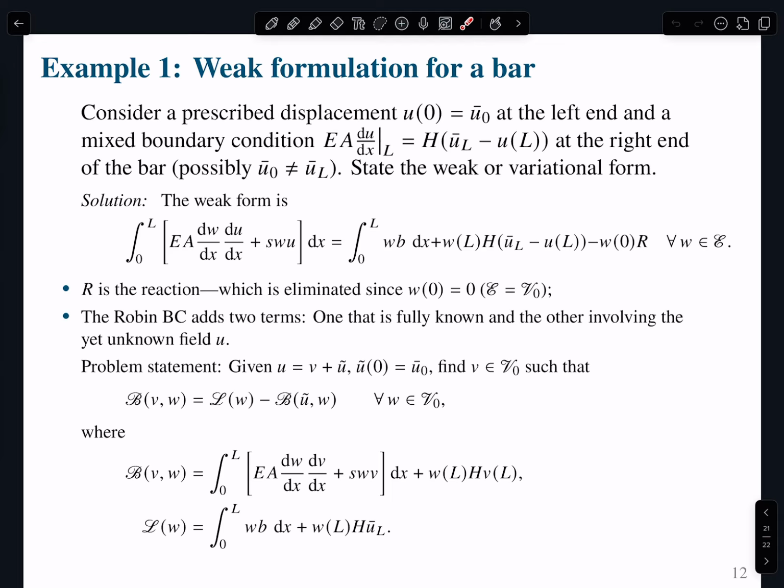Excellent. We take a little break, and then we continue to the Galerkin projection.